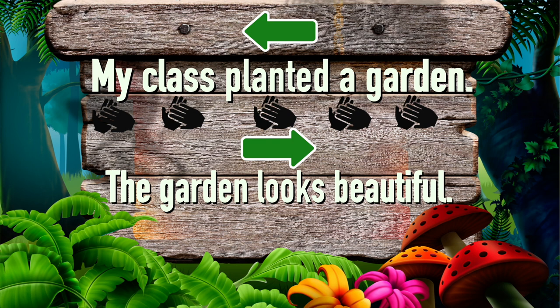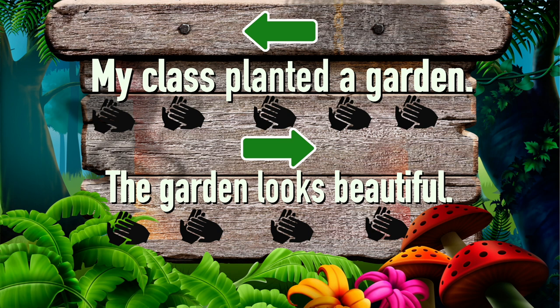The bottom sentence says, the garden looks beautiful. How many times did you clap? 4 times. That means it has 4 words. Remember, Ollie wants me to go the way that has 4 words. Which sentence had 4 words? Correct. The bottom one. Ollie's telling me to go right.